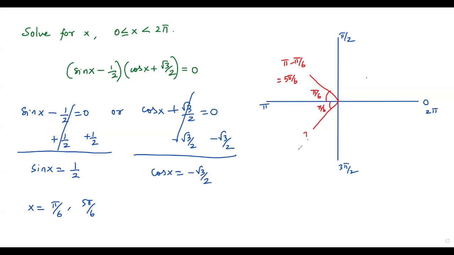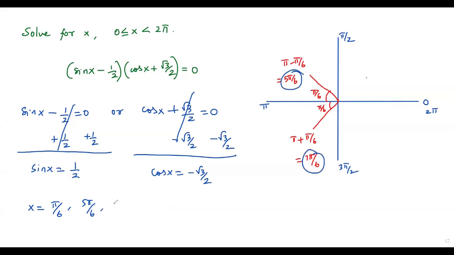Now to get the angle measure in the third quadrant, I have to add this reference angle pi over 6 to pi. Then I'm getting pi plus pi over 6. So 6 times pi is 6 pi, 6 pi plus pi is equal to 7 pi over 6. So for these two angle measures, 5 pi over 6 in the second quadrant and 7 pi over 6 in the third quadrant, the value of cosine is negative square root of 3 over 2.